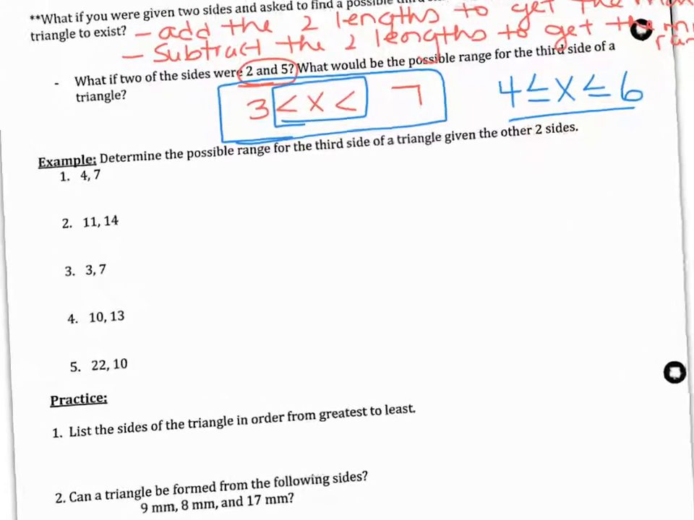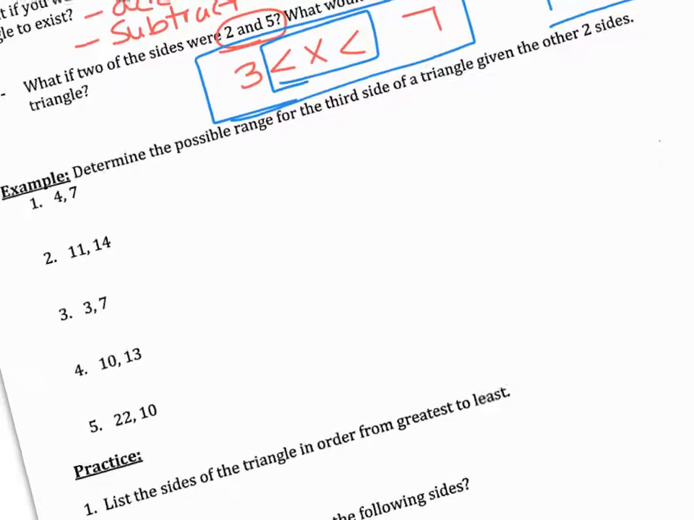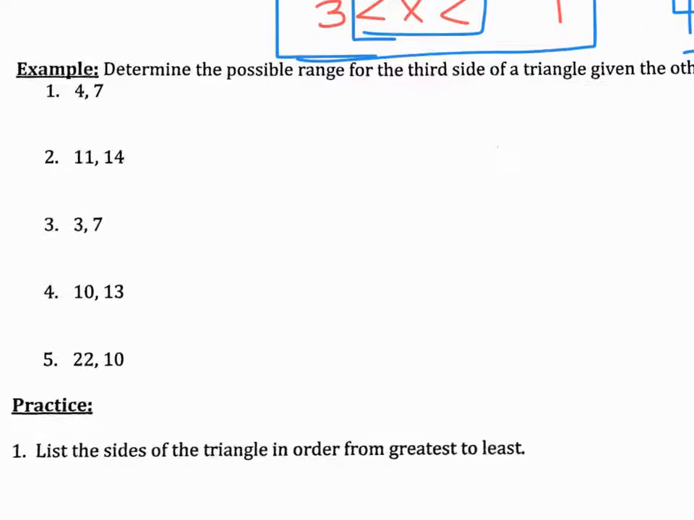So if we go down here and we look at some of these problems, it says determine the possible range for the third side of the triangle given the other 2 sides. So I would, first off, let's make that straight as possible. I'm going to subtract these 2 values to get my end point, my minimum range. So 7 minus 4 is 3. And I'm going to add those 2 values to get my maximum range. So 4 plus 7 is 11. And now I just do my range.